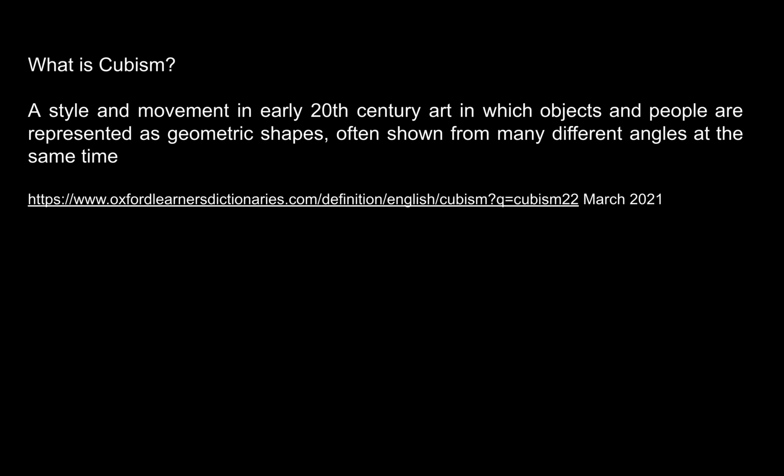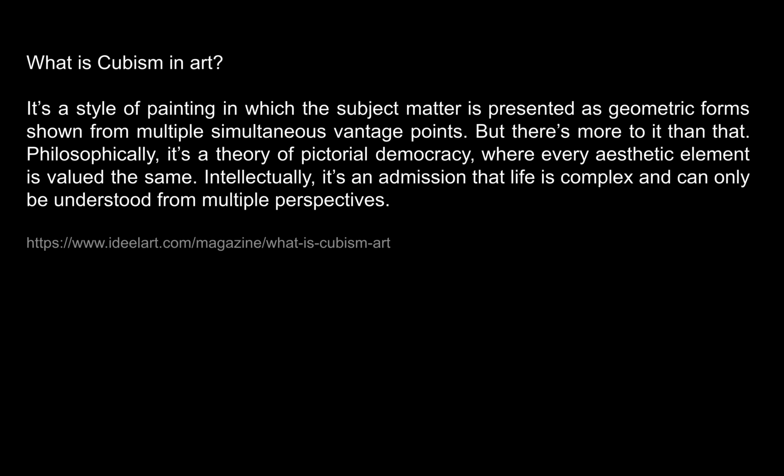What is Cubism? Now this is taken from the Oxford English Dictionary, and it states, Cubism is a style and a movement in early 20th century art in which objects and people are represented as geometric shapes, often shown from many different angles at the same time. You've got this one here.